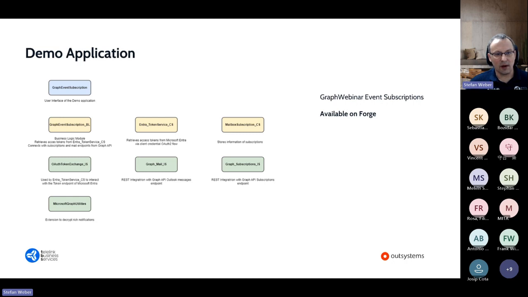And then two REST API consume integrations: one for the mail endpoint of Graph API, and one for the subscriptions endpoint of Graph API. The mail endpoint just has a single action for getting message details, and the subscription endpoint is for creating new subscriptions, deleting subscriptions, updating subscriptions. And then a special utility, just a custom code extension for decrypting rich notifications. So that's the demo application.